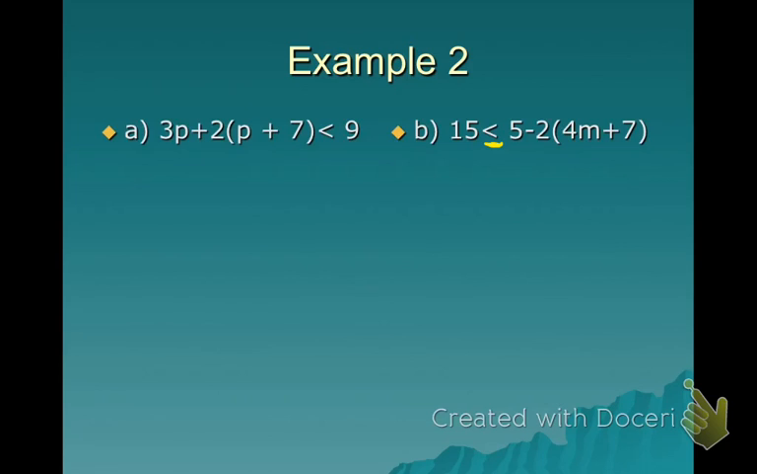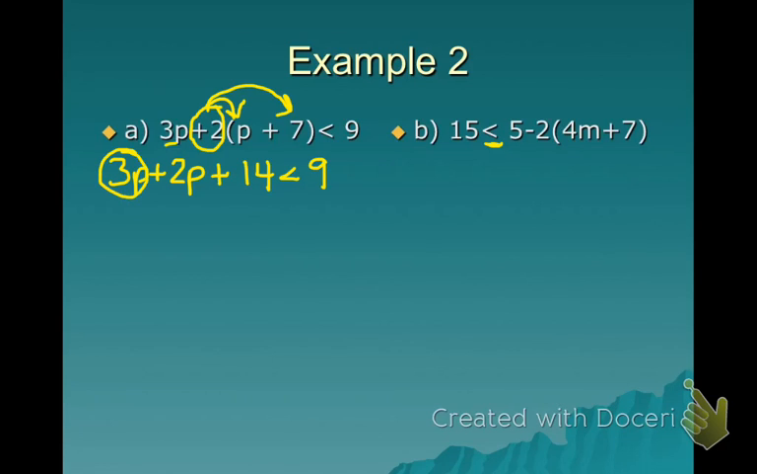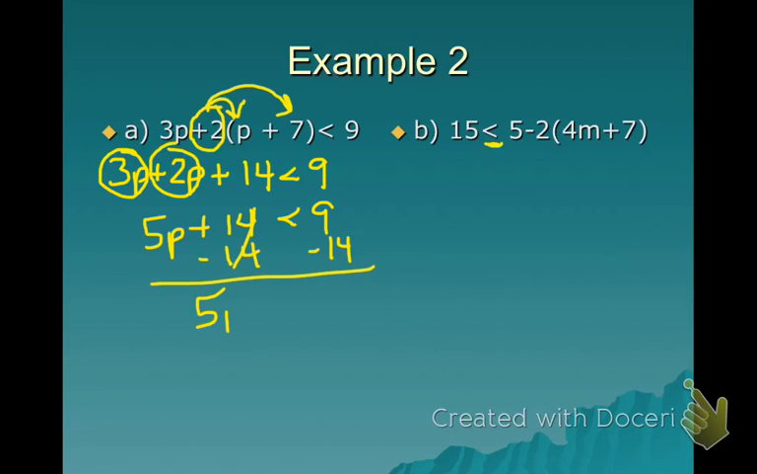All right, when we have the parentheses, we have to simplify those. We are distributing a positive 2. So 3p plus 2 times p plus 2 times 7 is 14, will be less than 9. We can combine the variable terms, so we have 5p plus 14 is less than 9. So if we subtract 14 from both sides, we get 5p is less than a negative 5.